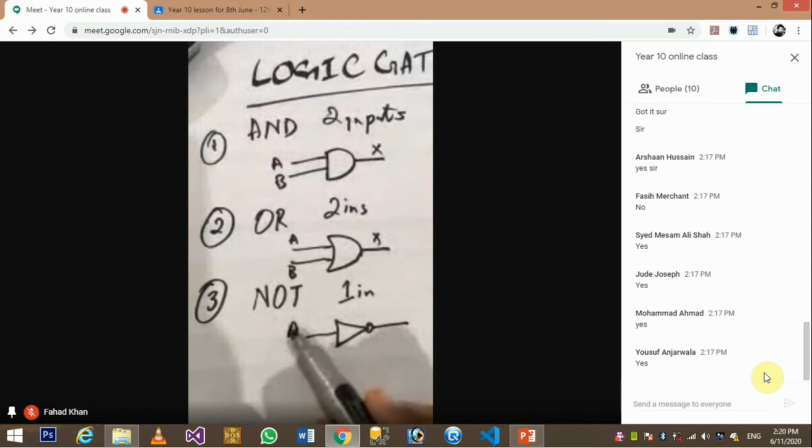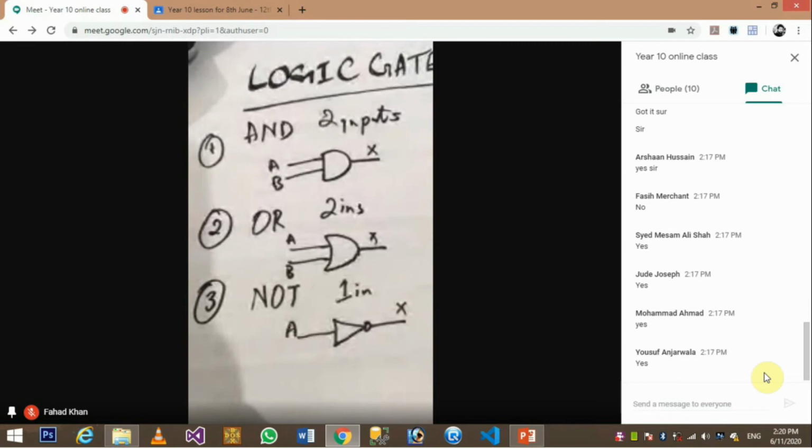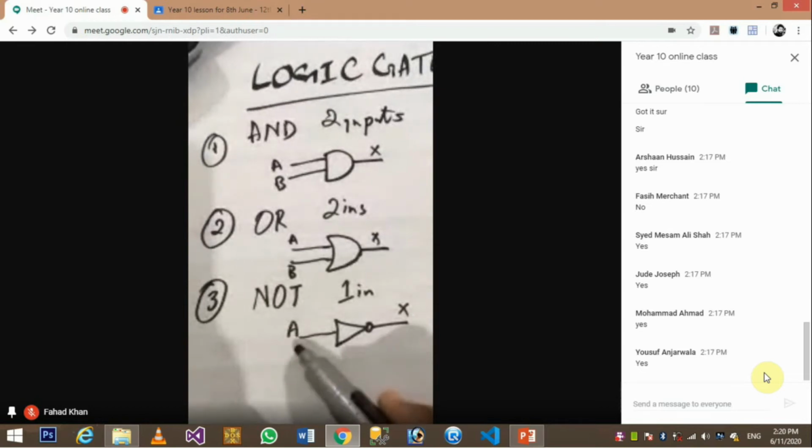It can be called A, it can be called B, X, T, anything you want, right? That's the input and that's the output of this gate, and that's the representation.